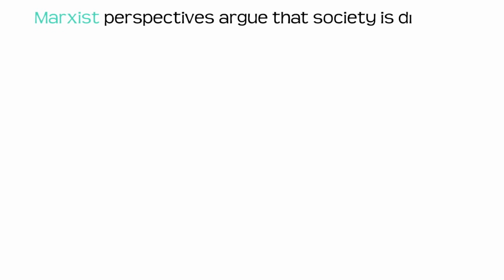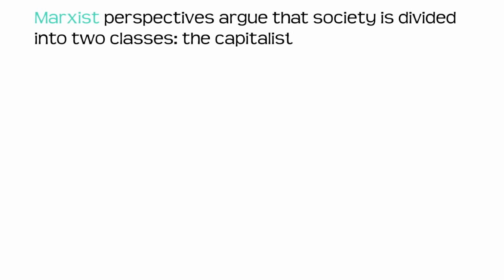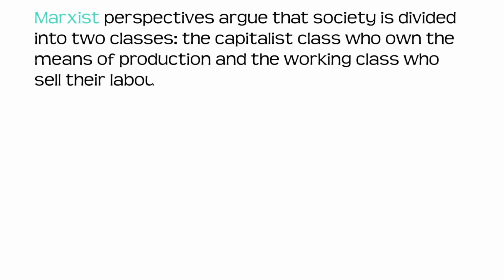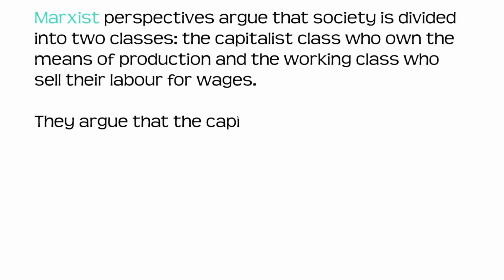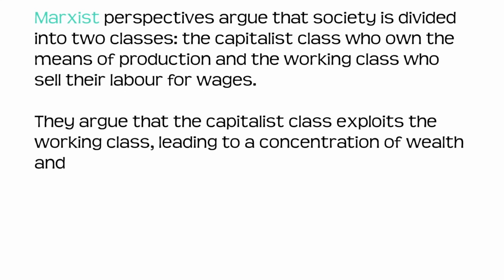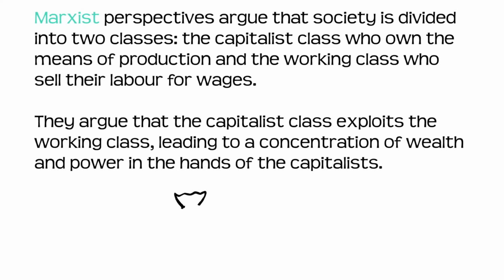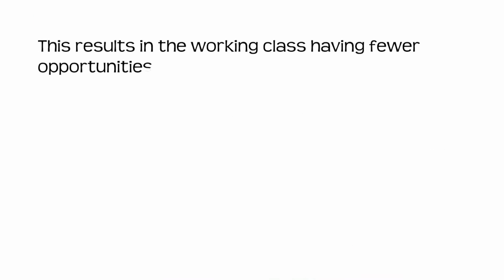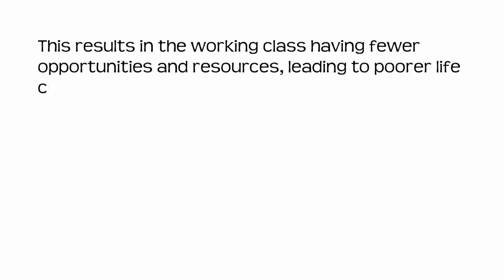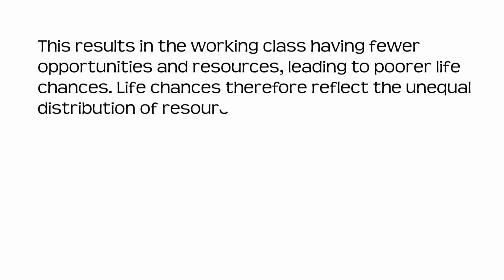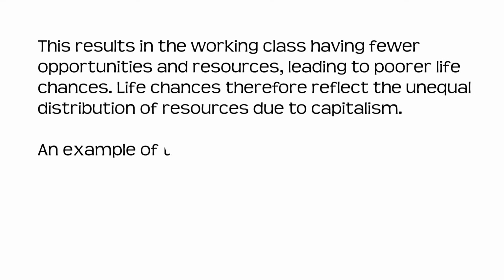Marxist perspectives argue that society is divided into two classes: the capitalist class, who own the means of production, and the working class, who sell their labour for wages. They argue that the capitalist class exploits the working class, leading to a concentration of wealth and power in the hands of the capitalists. This results in the working class having fewer opportunities and resources, leading to poorer life chances. Life chances therefore reflect the unequal distribution of resources due to capitalism.